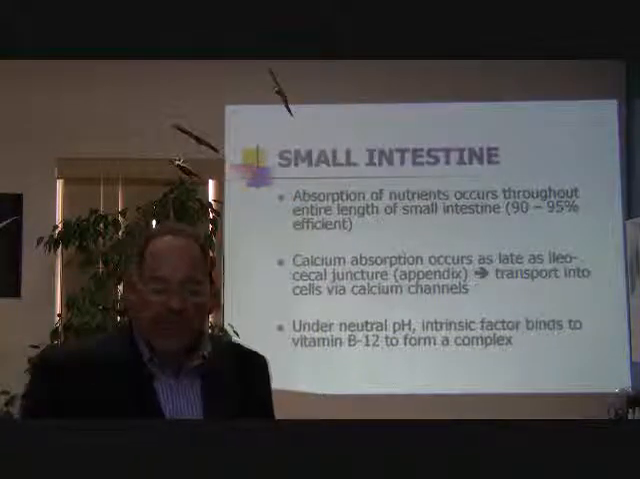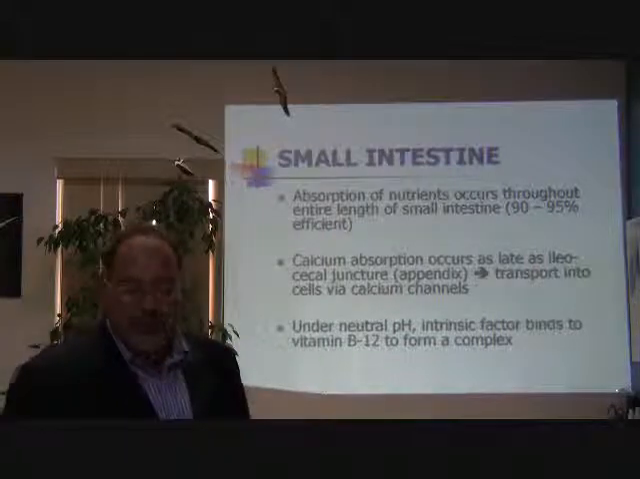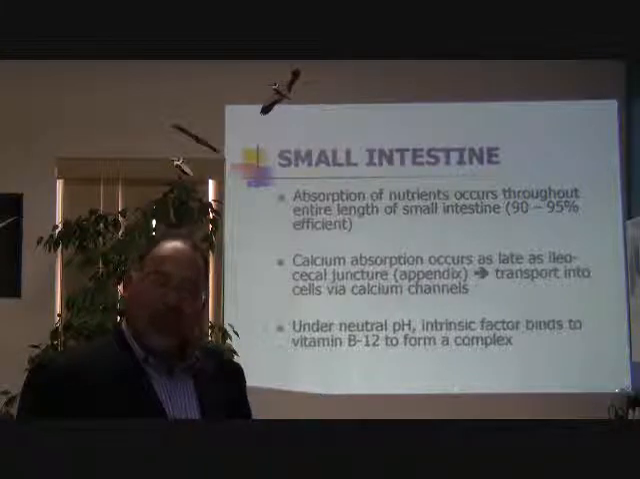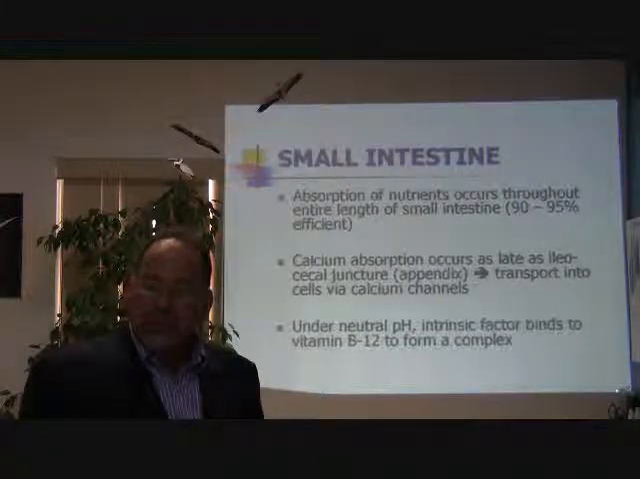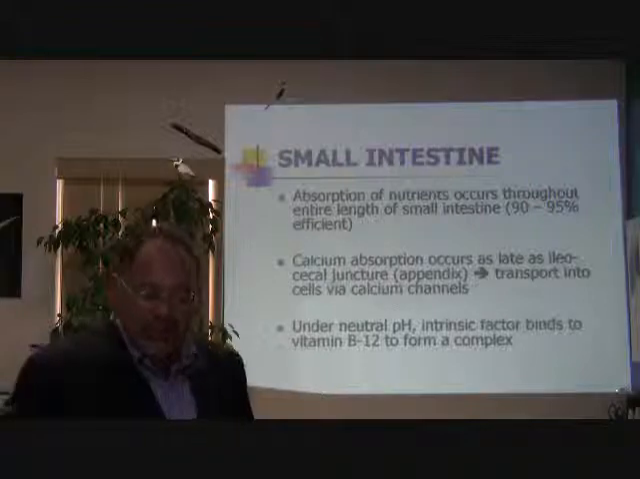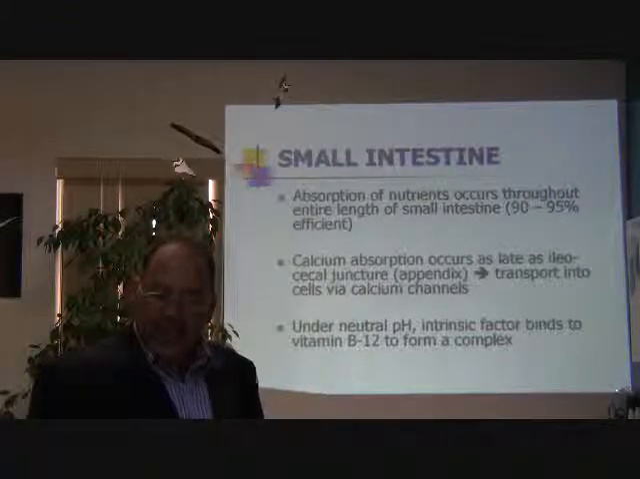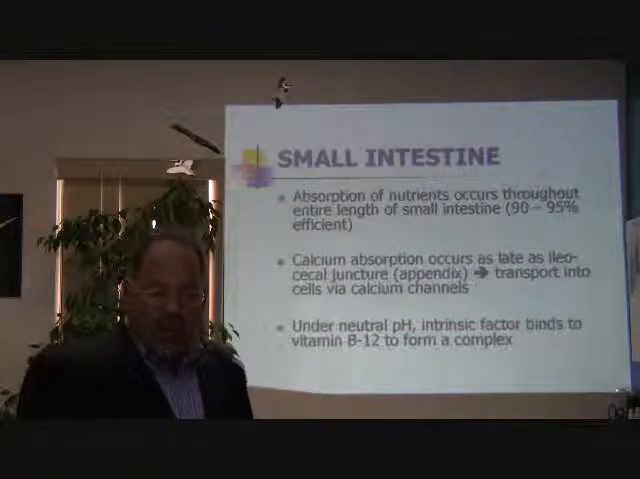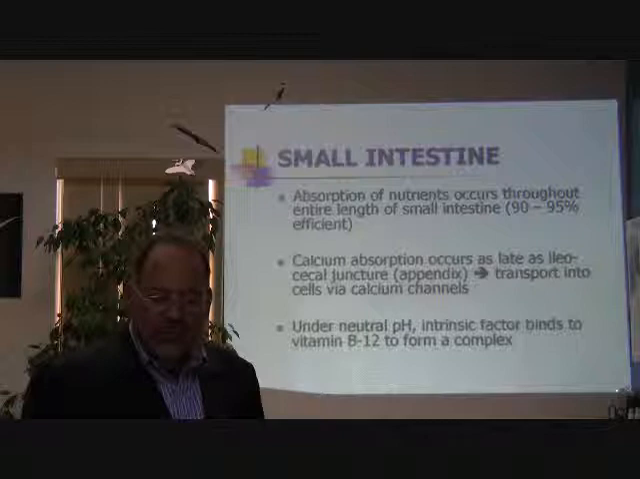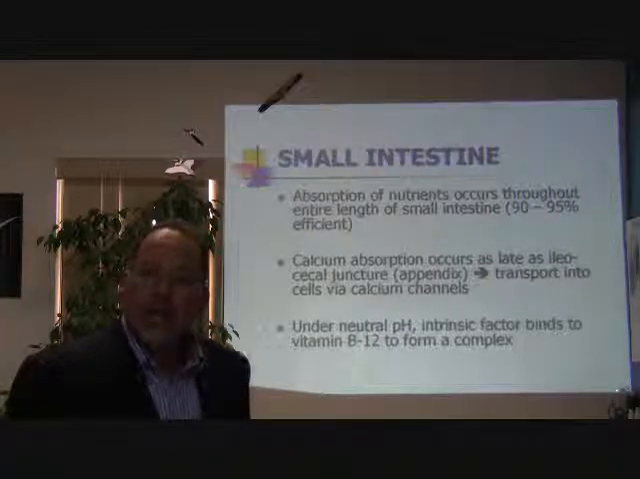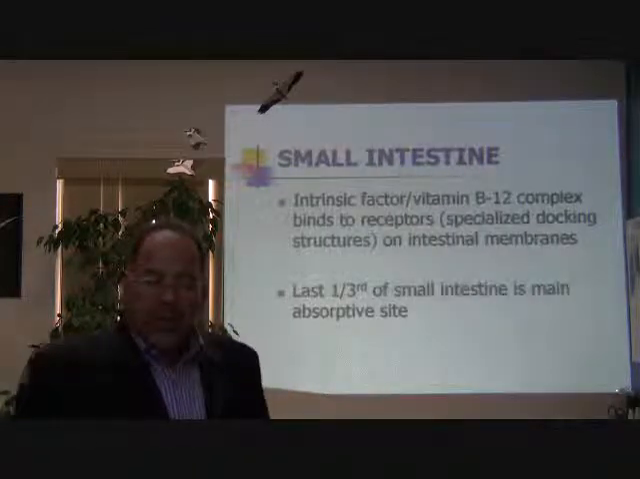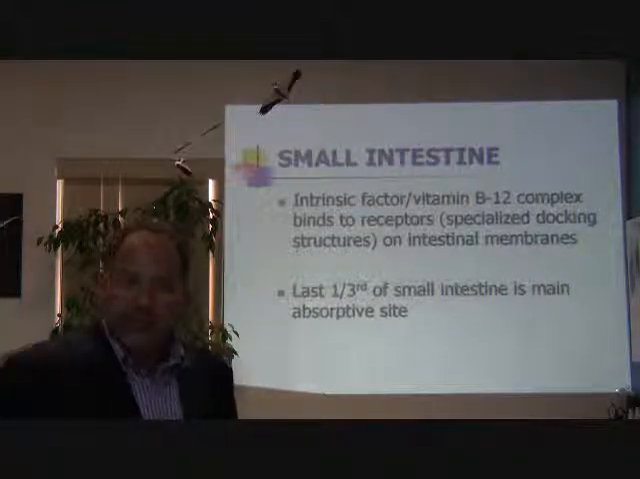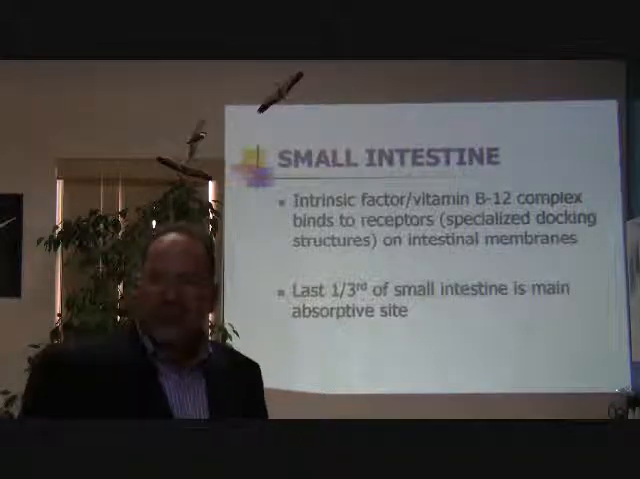In the small intestine, the absorption of nutrients occurs throughout the entire length of the small intestine, 90 to 95% efficient. Calcium absorption occurs as late as the ileocecal junction, which is the appendix, transported into cells via calcium channels. Under neutral pH, the intrinsic factor binds to vitamin B12 to form a complex. In the small intestine, the intrinsic factor, vitamin B12 complex, binds to receptors. They're special docking structures on intestinal membranes.